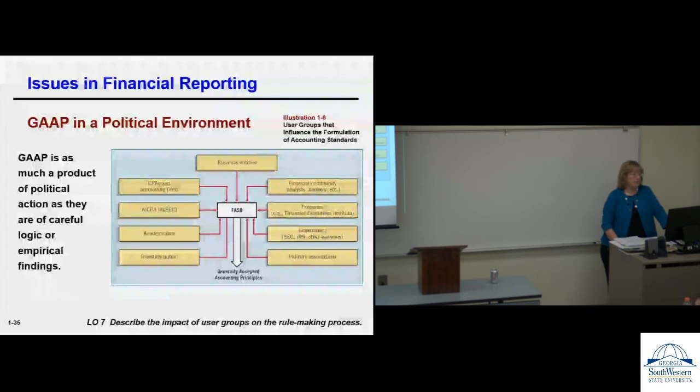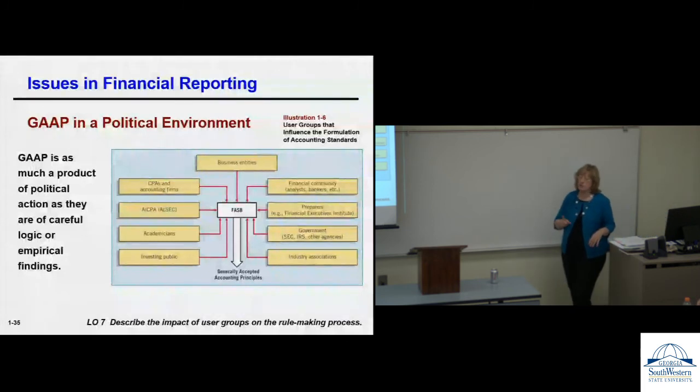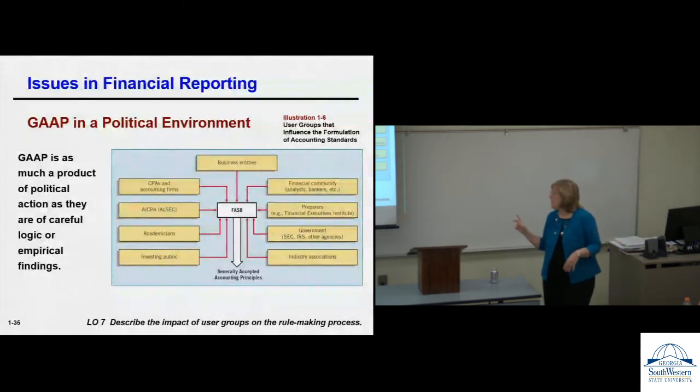Okay, so the different user groups, who is interested in financial statements? I said it was more than just the investors and creditors. Also, for instance, the SEC, the IRS, and other agencies have some kind of interest.